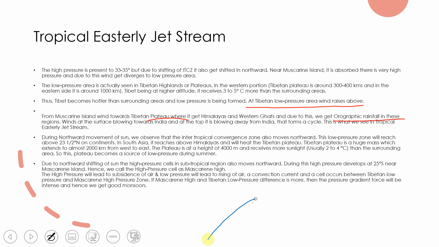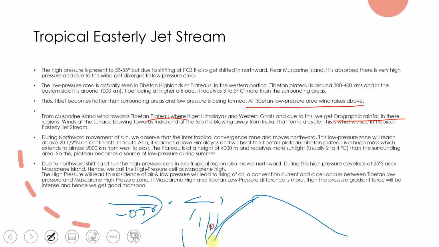Orographic rainfall means what? There is a windward side and a leeward side. When this wind hits this mountain, it carries water vapor. When it hits the mountain, it will give rainfall in this area, but on the leeward side you won't get much rainfall, rainfall is less. That's why this type of rainfall is called orographic rainfall. So thus we get orographic rainfall in these regions.